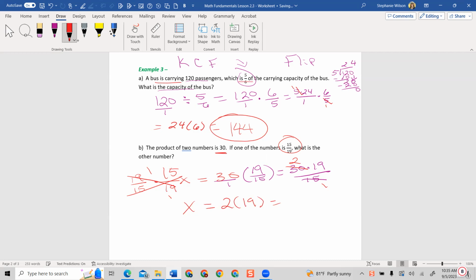So now, and again, if you need to line it up, I would. 19 times 2 is 36, or excuse me, 38. Got ahead of myself, 38. So the other number is 38.